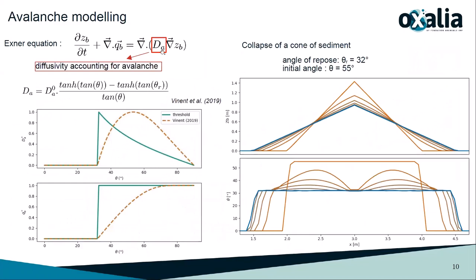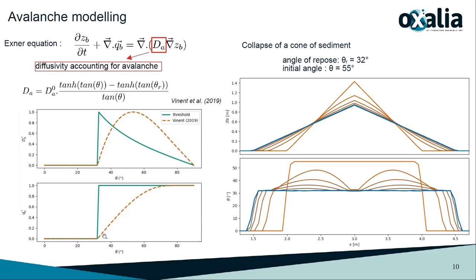Now I will talk rapidly about how we describe the avalanche model. For the avalanche, we represent it as a diffusive term. The diffusivity here accounts for the avalanche, and it's a law depending on the local slope. We used a law from Vinon, the work from Renaud, who had implemented that as an additional bedload term, but we use it as a diffusion term. And here in orange, you can see the diffusivity as a function of the angle of the slope.